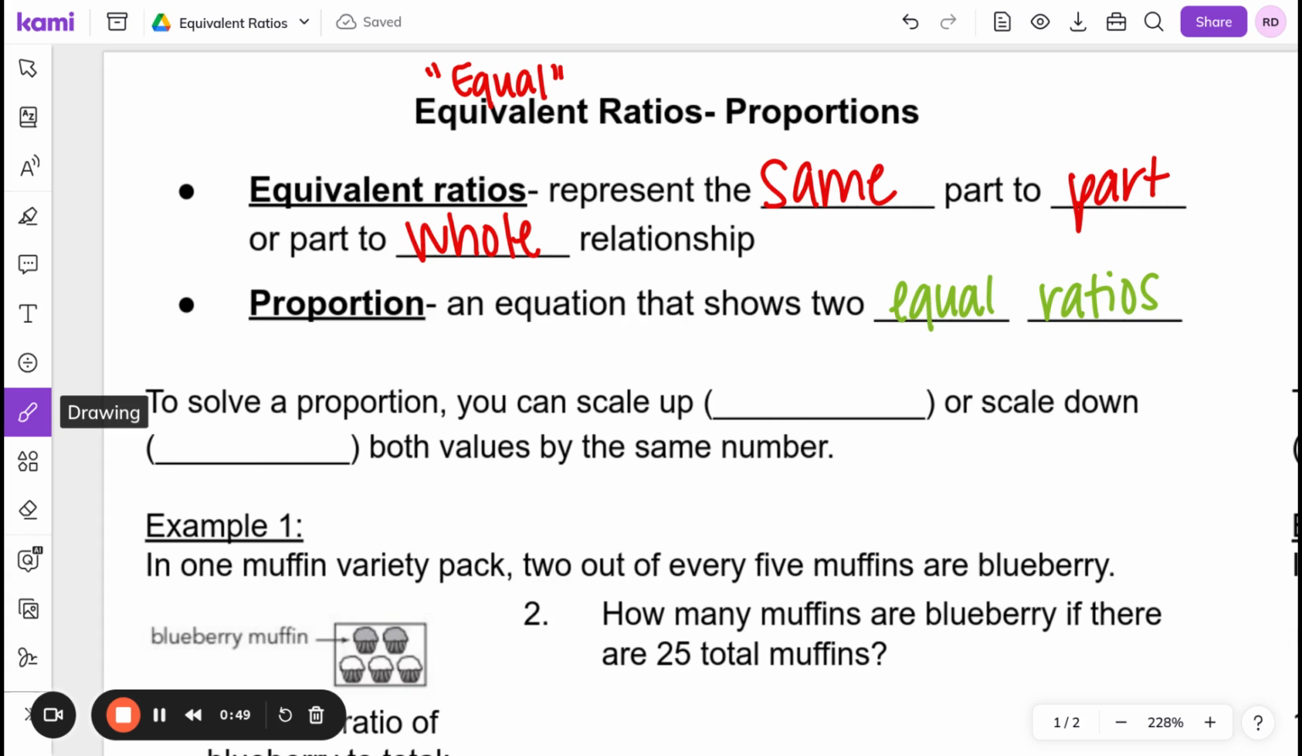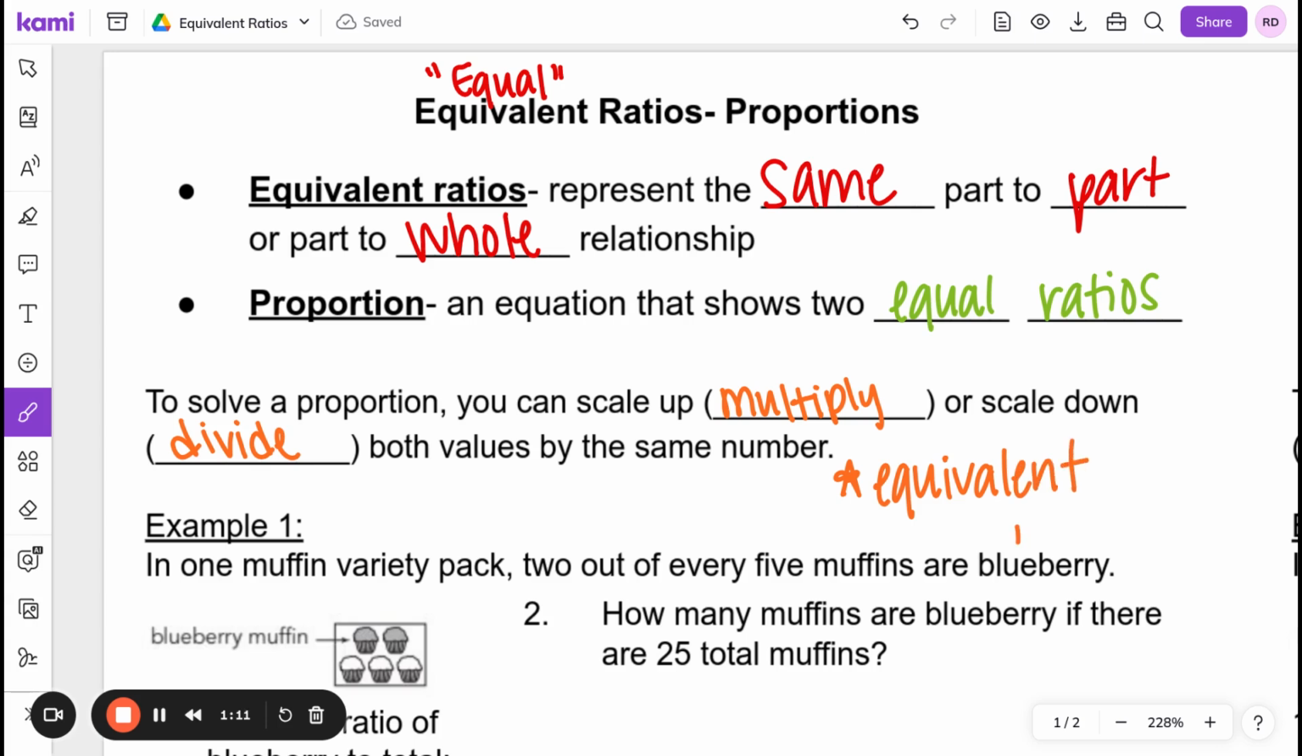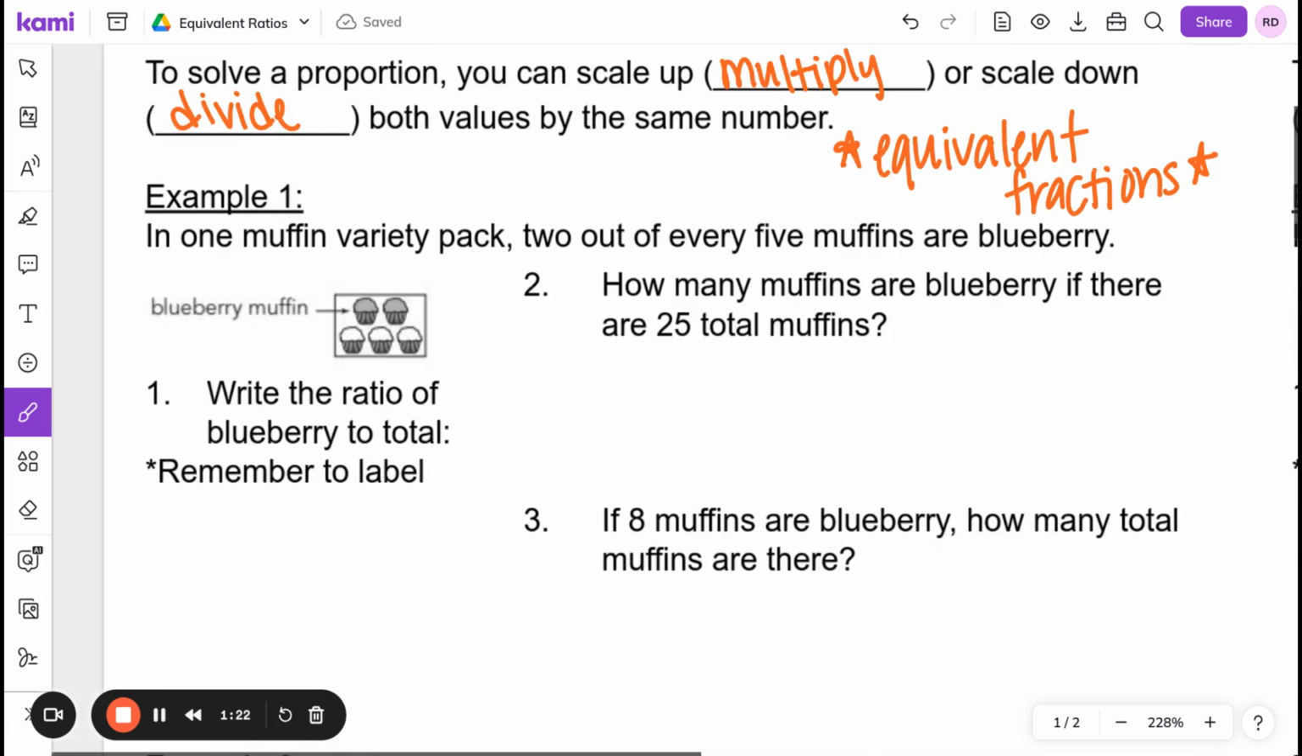To solve a proportion or to create equivalent ratios, you can scale up, which means to multiply, or scale down, which is divide, both values by the same number. This process should sound familiar because this is exactly what we use to create equivalent fractions. That is one of the reasons why we can write equivalent ratios or ratios in general in fraction form, because they show that part to whole relationship. So let's take a look at what we're talking about.